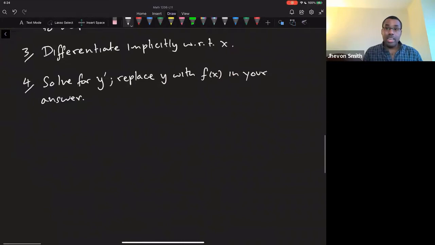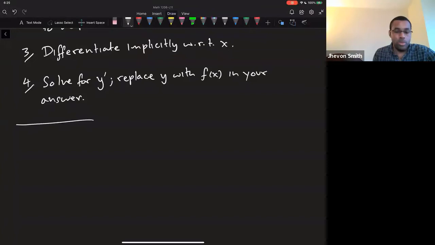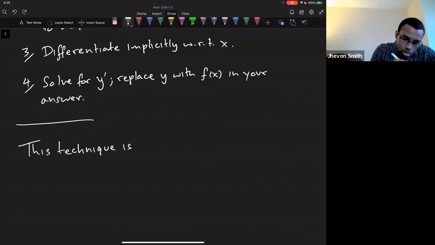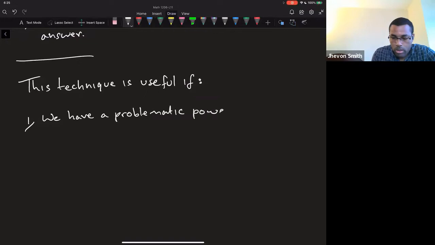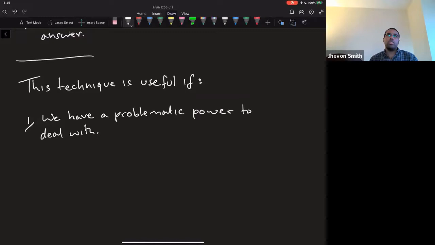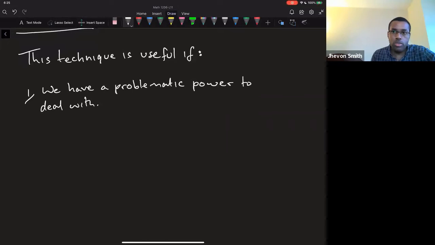Now, I should mention, when is this useful? This technique is useful in several situations. One, we have a problematic power to deal with. So the power is not a constant or something like that. Or you don't have a rule for the thing you're looking at and you want to try to use logs to simplify it. And so you can do that. So logs are really good at taming exponentials. They turn exponentials into multiplication.